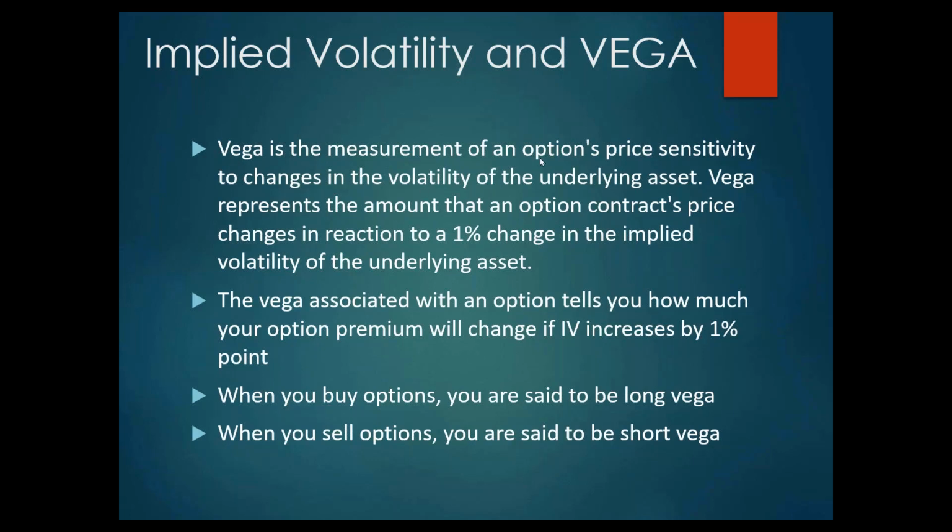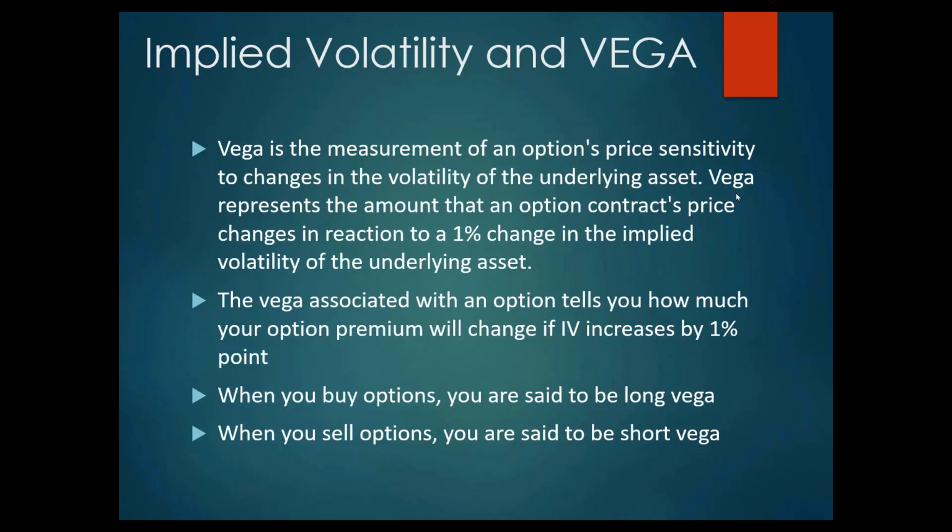Vega is the measurement of an option's price sensitivity to changes in the volatility of the underlying asset. This is a definition copied out of, I think, probably Wikipedia or Investopedia. I forget where I copied this from. Again, the asset itself does not have an implied volatility, so I'm not quite 100% comfortable with this definition.